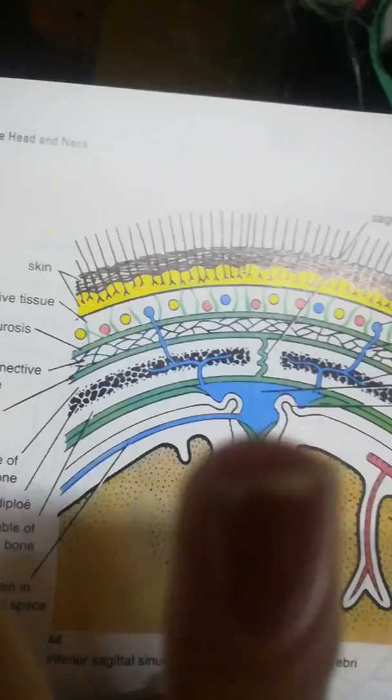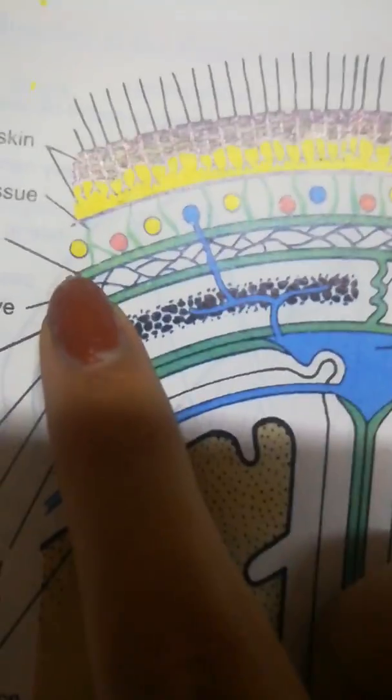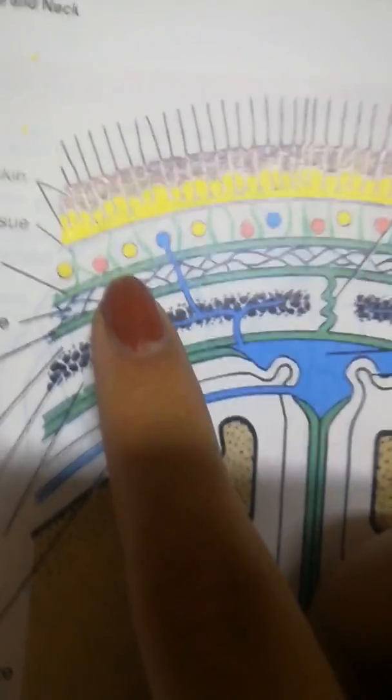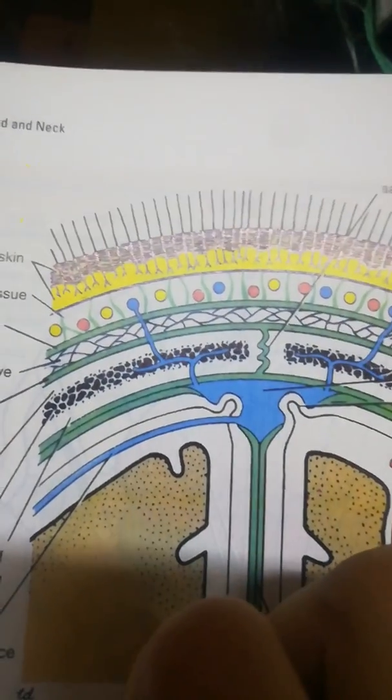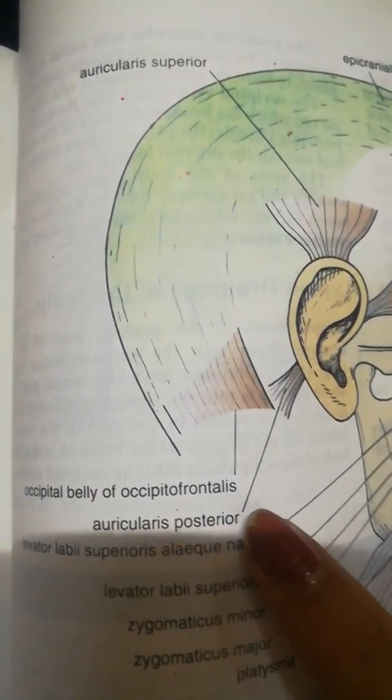Now coming to the third layer, that is the aponeurosis, this one, the upper green layer. This is known as the aponeurosis layer. Now what is the function of the aponeurosis? Its main function is basically to connect, as shown here, the occipital belly of the occipitofrontalis muscle. This is a muscle. It connects the occipital belly to the frontal belly. That is basically the function of this aponeurosis. Then it also connects at the lateral margin.